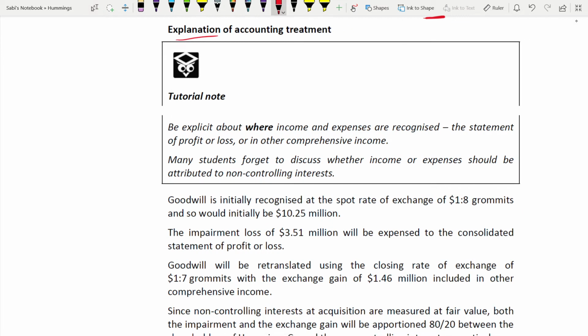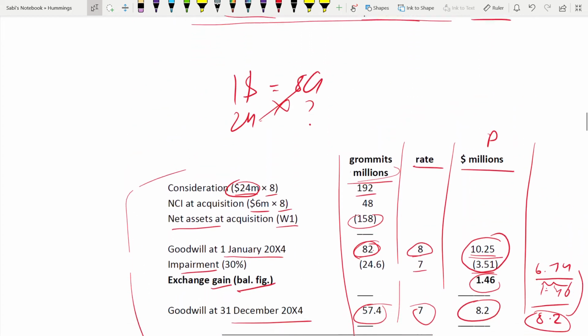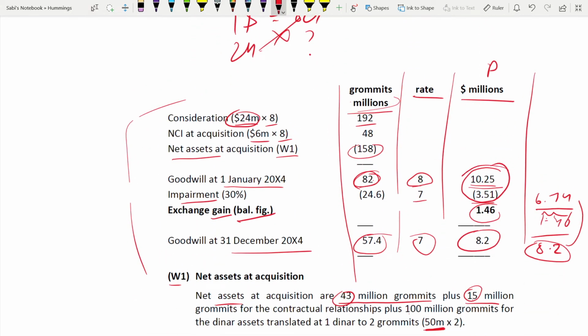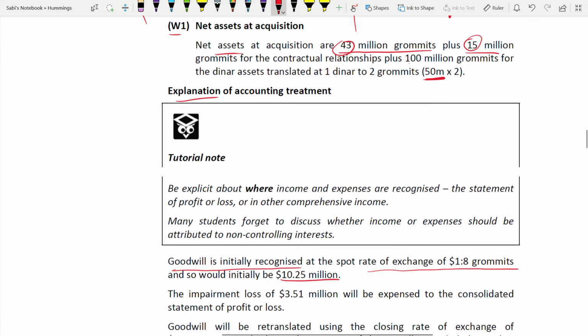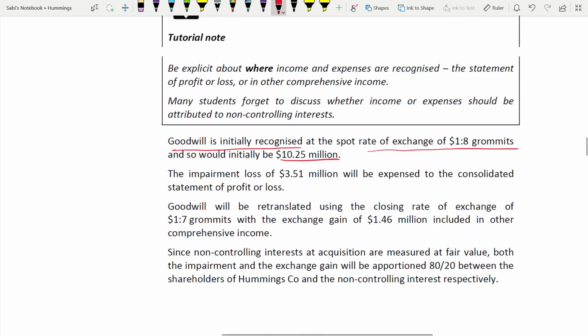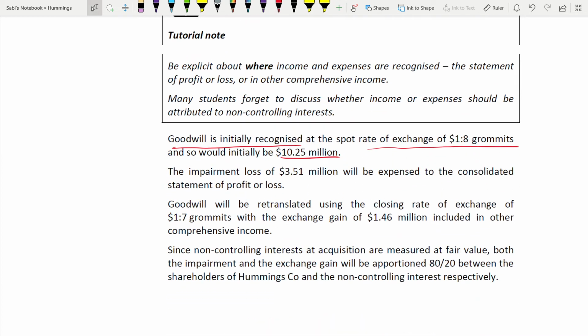So goodwill, initially you will recognize at the spot exchange rate of this date, mention the exchange rate also. And this is the amount, 10.25 million. From the calculation above you get it. You see here 10.25. These figures only you are explaining: 10.25, 3.51, 1.46 and 8.2. So I'm not going to refer every time. Scroll up and refer to the figure. Impairment loss. So one by one, keep space and explain.